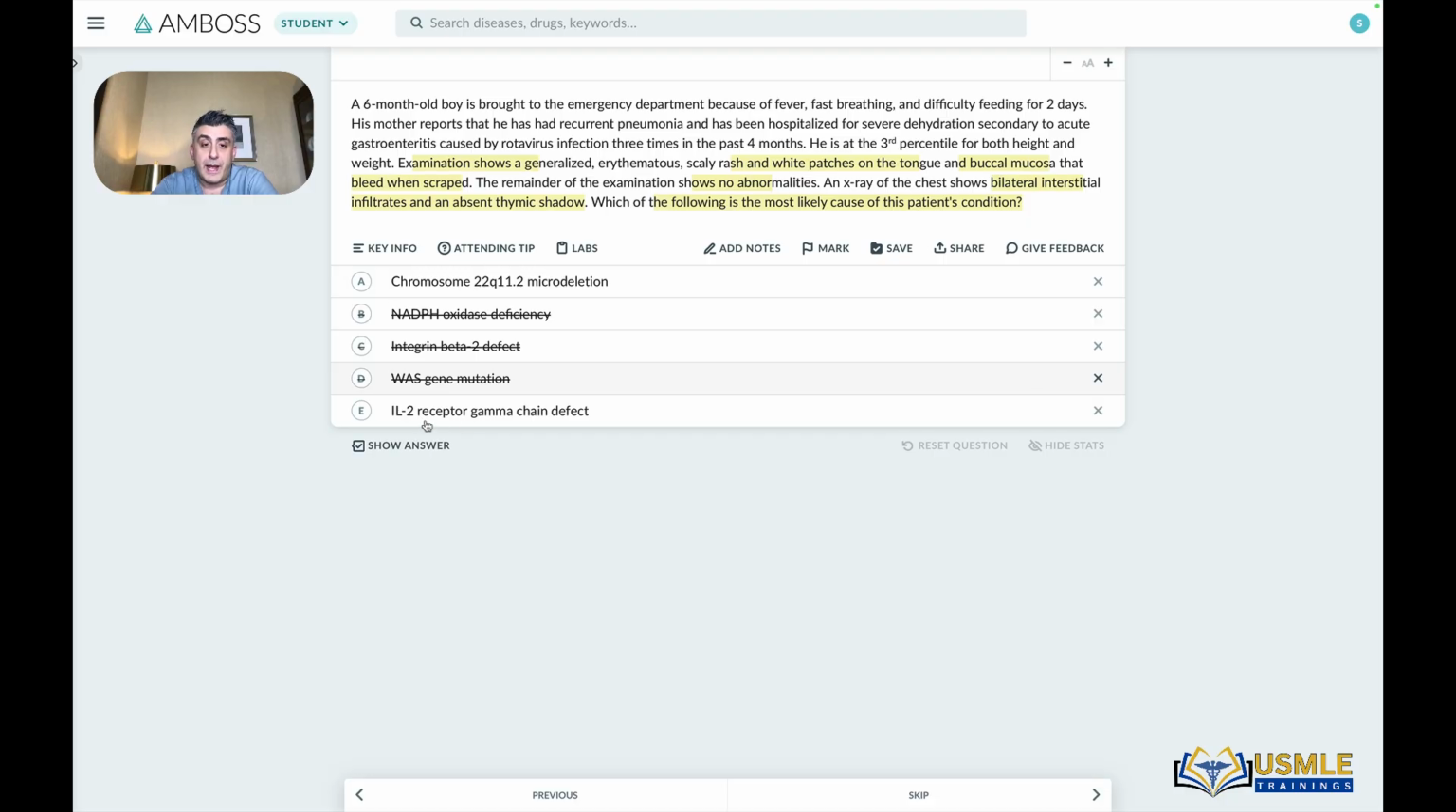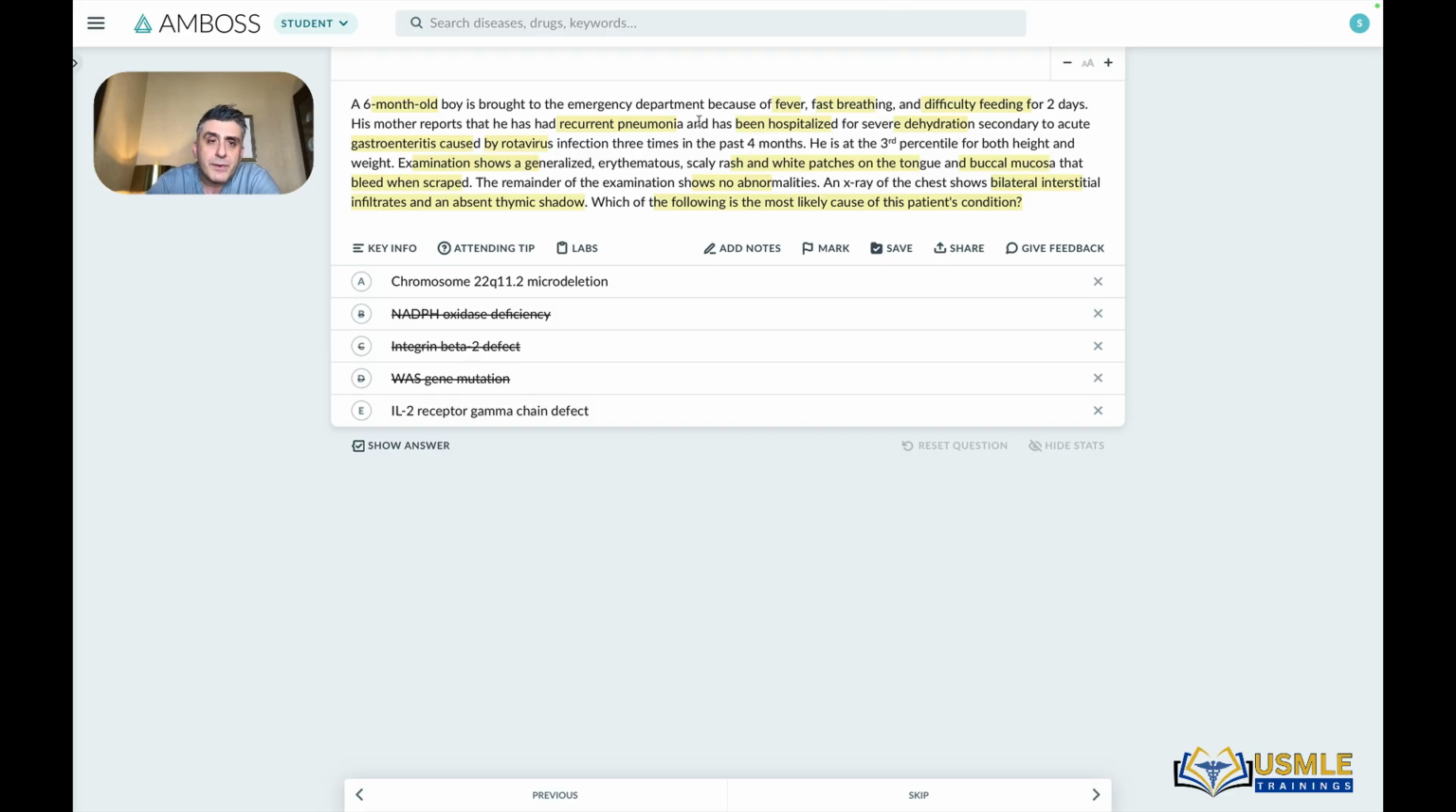We're down to 2. Now, we have to go to the top and read the scenario to figure out, well, what else is the patient going to present with? And whatever they're presenting with, does that fit either DiGeorge's or SCID? Let's continue. A 6-month-old boy is brought to the ED because of fever, fast breathing, and difficulty feeding for 2 days. His mother reports that he has had recurrent pneumonia and has been hospitalized for severe dehydration secondary to acute GI illness caused by rotavirus infection 3 times in the past 4 months.